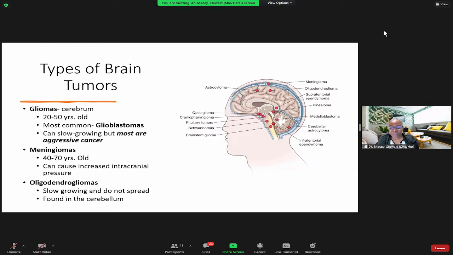The meningiomas usually are due to increase of intracranial pressure, so that has nothing to do with cancer. This would be called a benign tumor, and that's usually seen in the 40 to 70-year-olds. The last one on the list is slow growing, but it does not spread. But for the purpose of our lecture, the one you really need to hone in on is the glioblastoma, okay? As you can see from the picture on the right, the brain tissue is encapsulated in your skull, right? There's no room for anything additional to be in that space. So remember that as I start talking about the presentations that you will see, okay?